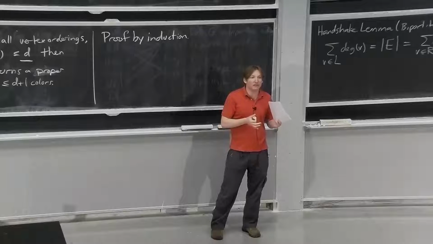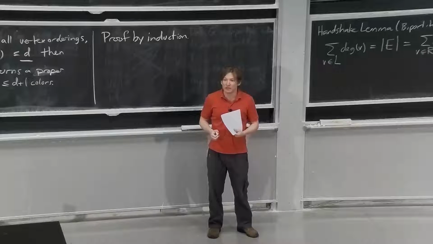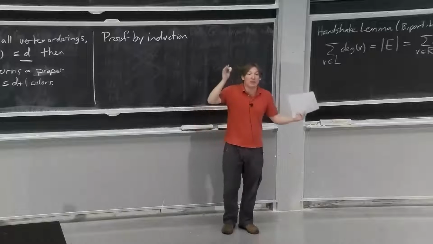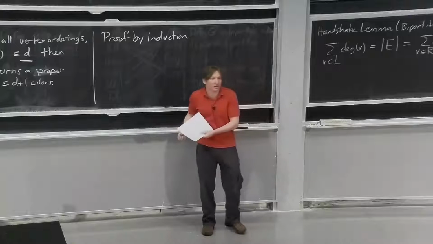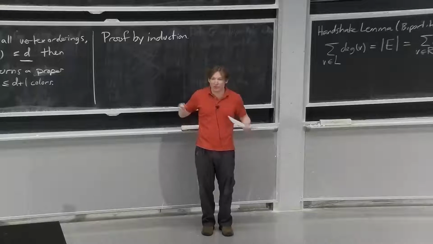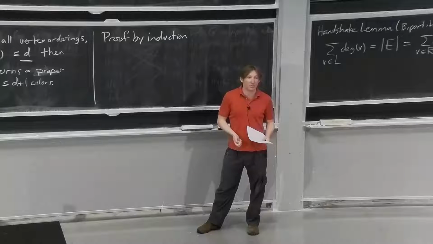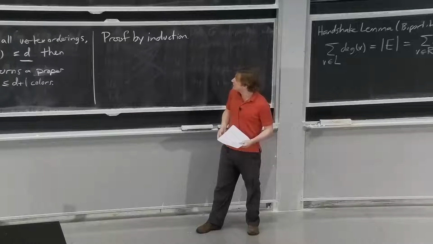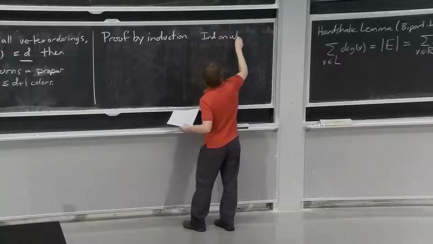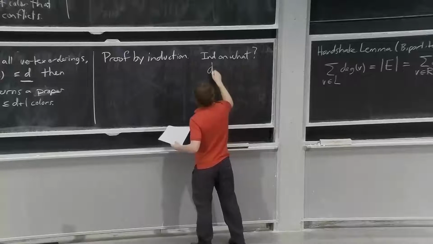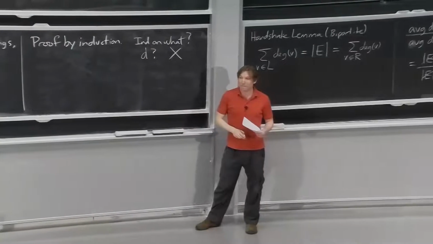Graphs with max degree 9 look very different from graphs with max degree 8. If you have a graph with max degree 9, there might be many, many, many vertices with degree 9. But to get anything useful out of our inductive hypothesis, we would need all degrees to be 8 or less. There's a disconnect there. I don't know how to make that proof work. So let's see. Induction on what? We just said induction on d, maybe not such a good idea.